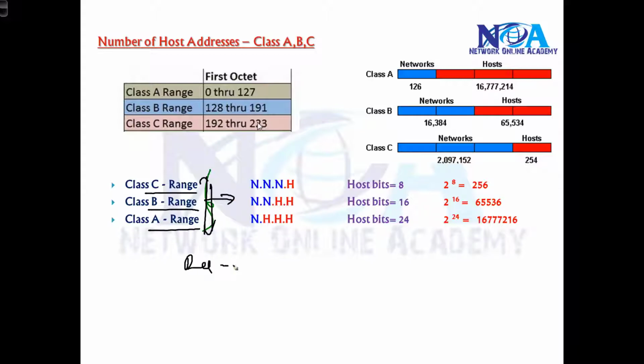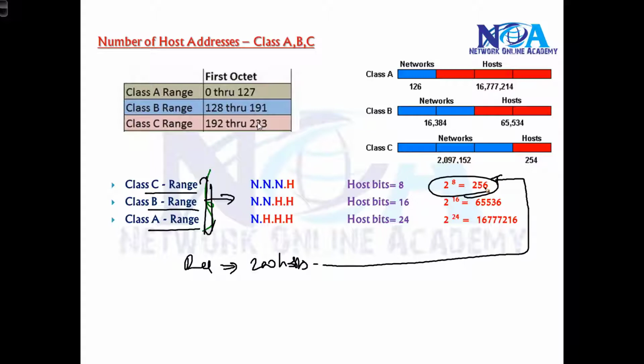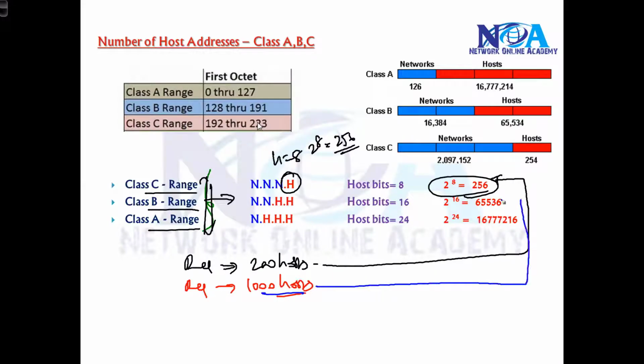Like if my requirement is, let's say, 200 hosts, I can go with any C class, because C class supports 256 addresses. We have one host portion, 8 bits, so 2 to the power of 8 is 256. If my requirement is, let's say, 1000 hosts, where you want to connect 1000 devices, and all those 1000 should be in the same network, I go with any B class or A class also I can use.